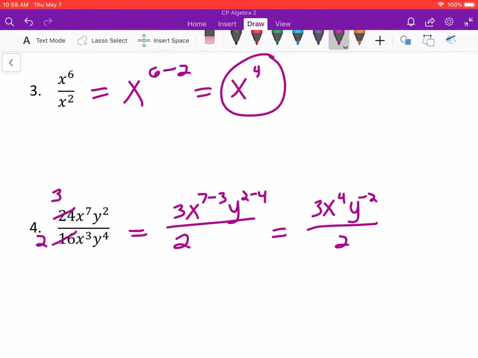But remember, we can't leave a negative exponent in our final answer. So we have to go back and use what we know about negative exponents to make this positive. So we are going to take that y to the negative 2, and that's actually going to get moved to the denominator. So we still have 3x to the 4th in the numerator. Denominator, we still have that 2, but we moved that y to the denominator, and it's going to be to the power of a positive 2 now. So that is our final answer.